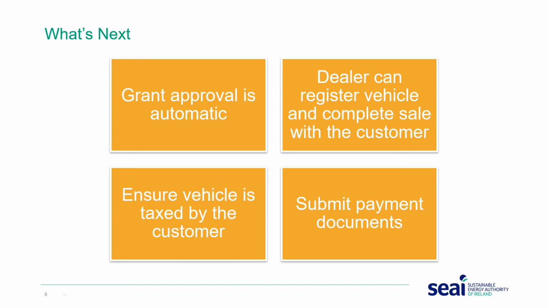So what happens next? The grant approval is automatically given. This means you can now apply for a grant, receive the approval and register the vehicle all on the same day. Once you have the approval, the dealer can then register the vehicle and complete the sale with the customer. Please ensure that it is taxed by the customer as soon as possible. Then submit your payment documentation.